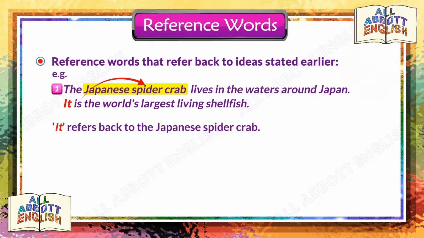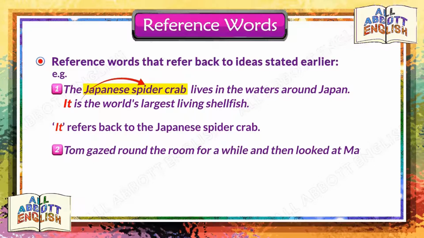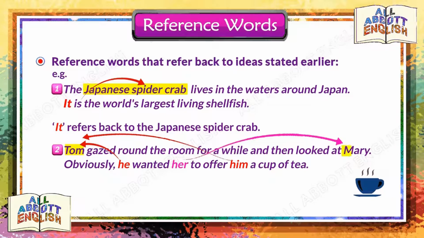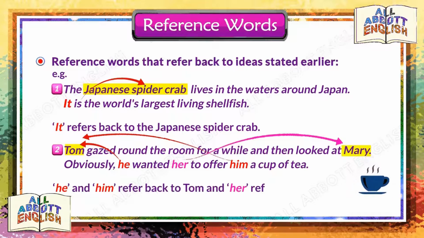Let's look at another example. Tom gazed round the room for a while, and then looked at Mary. Obviously, he wanted her to offer him a cup of tea. He and him refer back to Tom. Her refers back to Mary. To avoid confusion in sentences, it is important to choose the correct personal pronoun that agrees, not just in number, that is, singular or plural, but also gender, that is male or female.